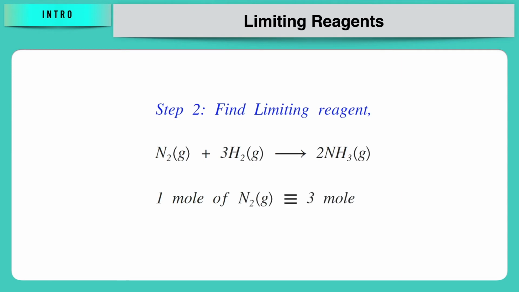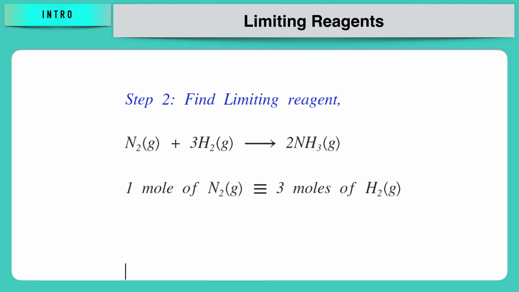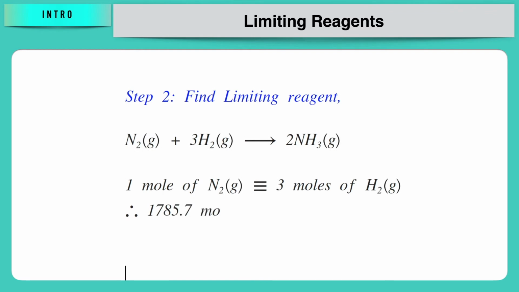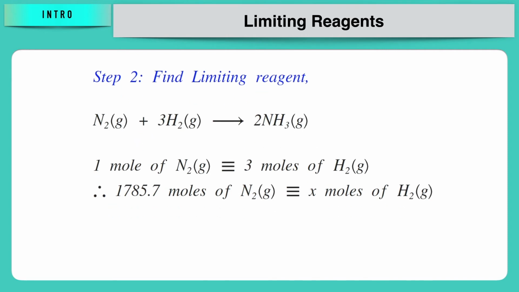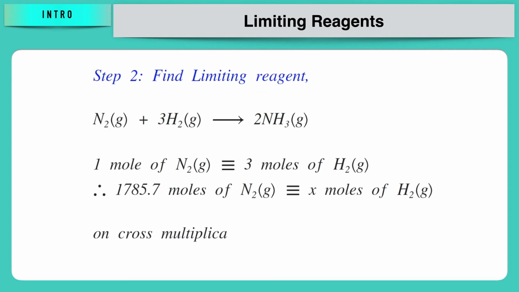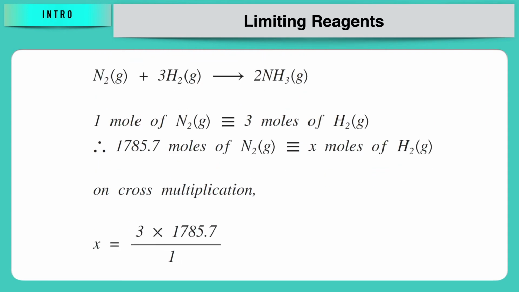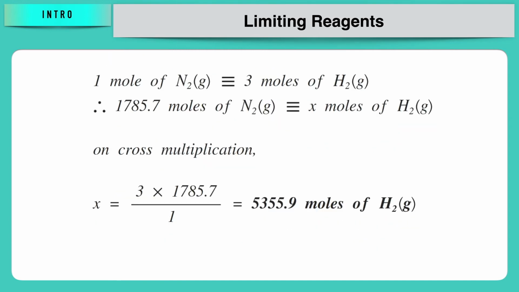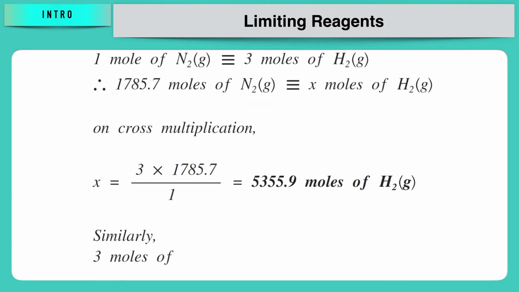So 1 mole of N2 reacts with 3 moles of H2 according to the balanced equation. That means the 1785.7 moles which I got earlier interact with how many moles of H2? That interacts with 3 into 1785.7 moles, which makes a total of 5355.9 moles. So what is this number of moles I am getting? With reference to N2, this is the number of moles of H2 which I need within the reaction. Okay, then consider the other case, the reverse case.